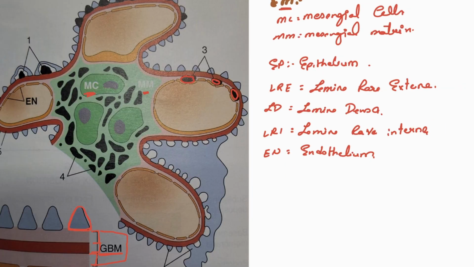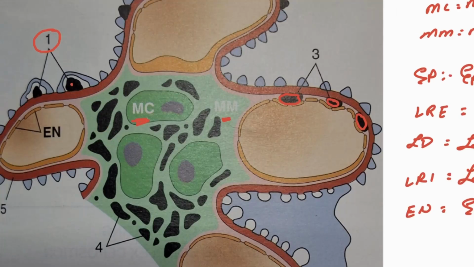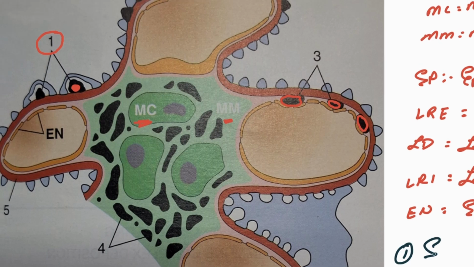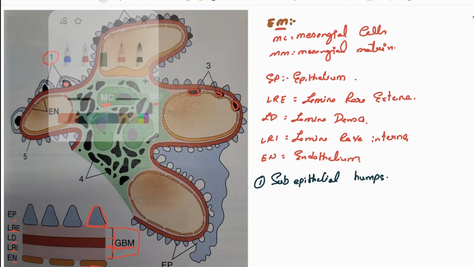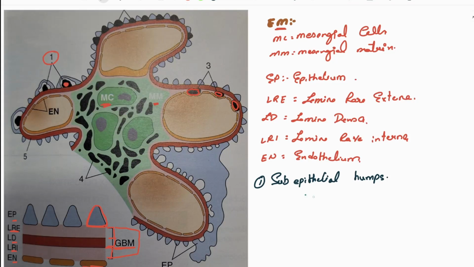Okay, so now let's discuss some of the cases in which you can see depositions of immune complexes. For example, in the first case, these immune complexes are present in the subepithelium. These are called subepithelial humps. They are mostly seen in acute glomerulonephritis. In the coming classes, we will discuss everything about the renal system. Don't worry.